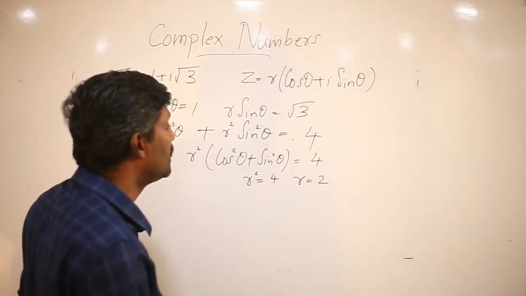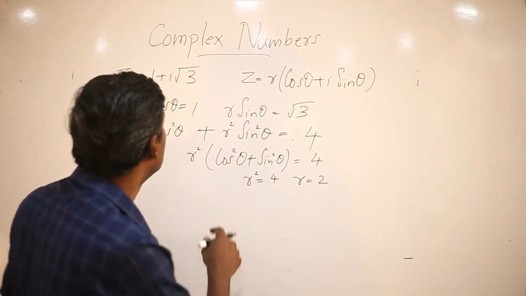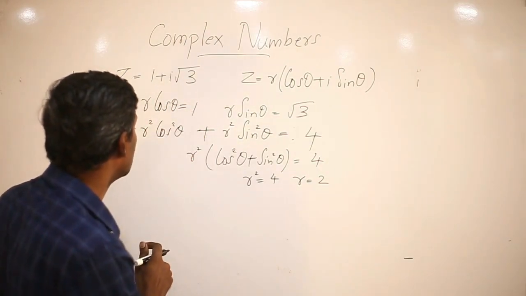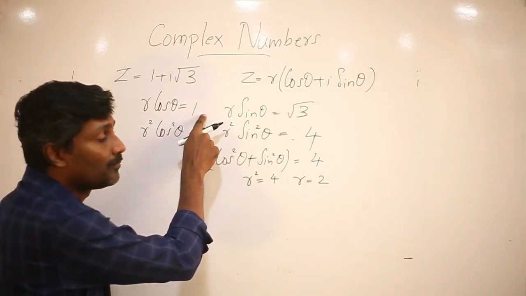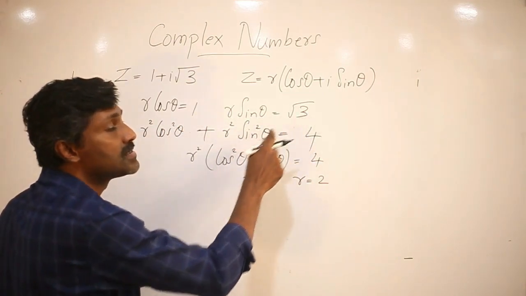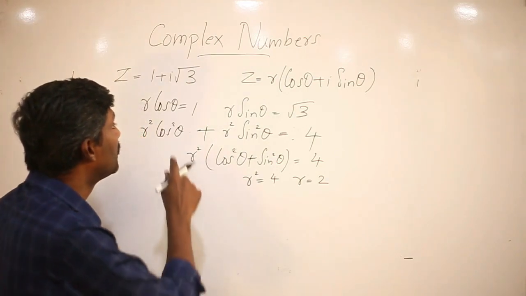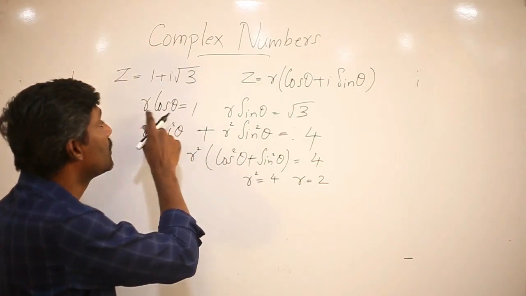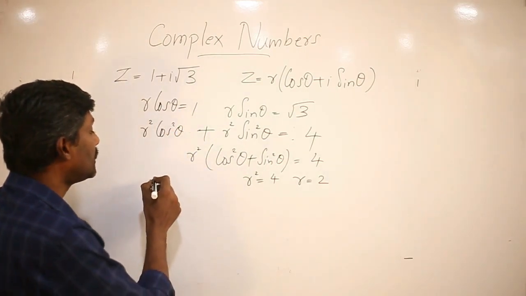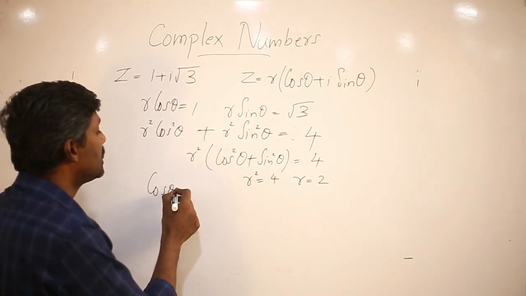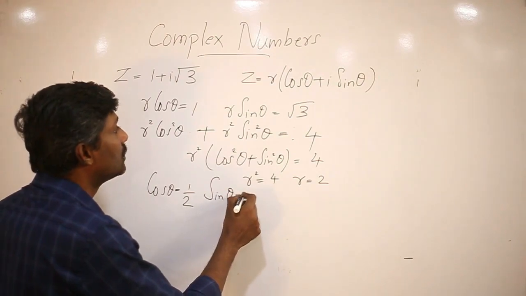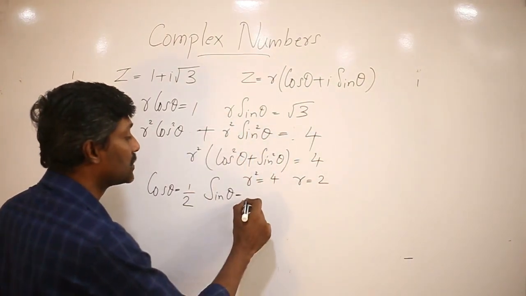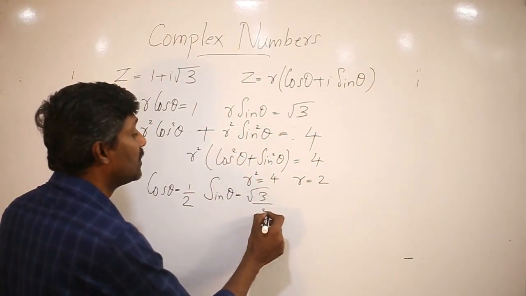Substitute the value of r right here. So what do I get? I get 2 cos theta is equal to 1 and 2 sin theta is equal to root 3. Correct? So what is cos theta? It is 1 by r, which is 1 by 2. So cos theta is equal to 1 by 2 and sin theta is equal to root 3 divided by r, which is root 3 divided by 2.